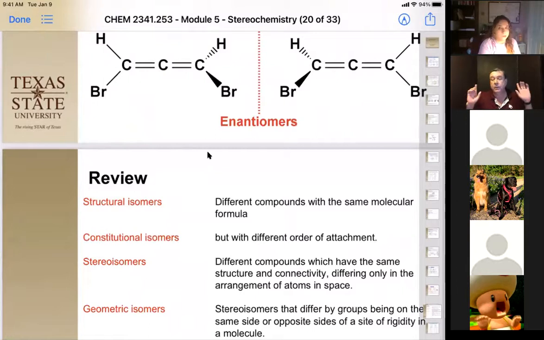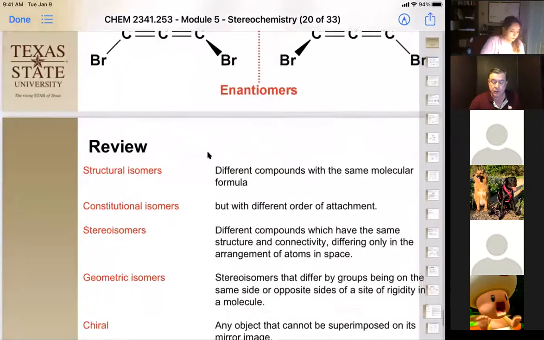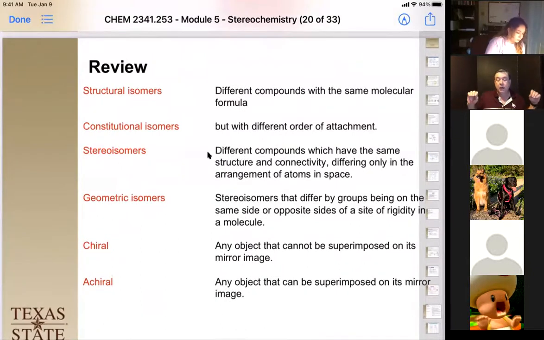Okay, so in review, structural isomers are different compounds with the same molecular formula, and they can have different functional groups. Constitutional isomers have a different order of attachment. So think about that as different compounds, same molecular weight, where you just move a methyl group down the chain. Even though it has all the same functional groups, you just move the methyl group down the chain. So that's constitutional isomers.